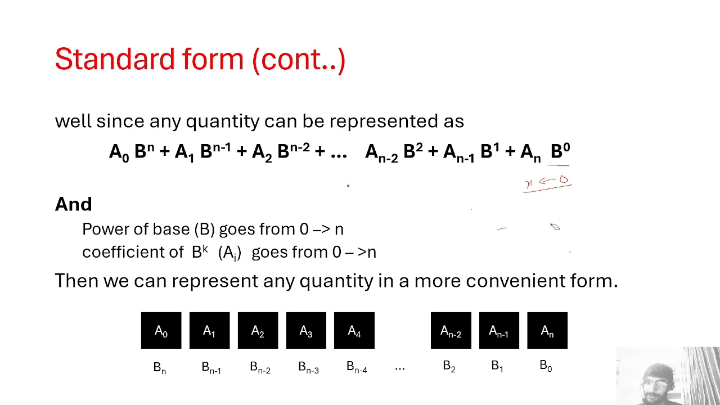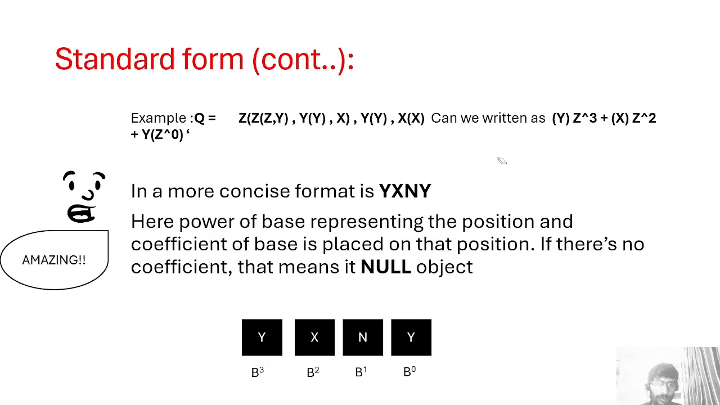And using this clever way of writing, we can have a convenient form. You can see this is the convenient form for this. So for example, we have this quantity: z symbol with this quantity, y symbol with y quantity, x symbol with x quantity, right? It can be reduced to this format, the standard form.